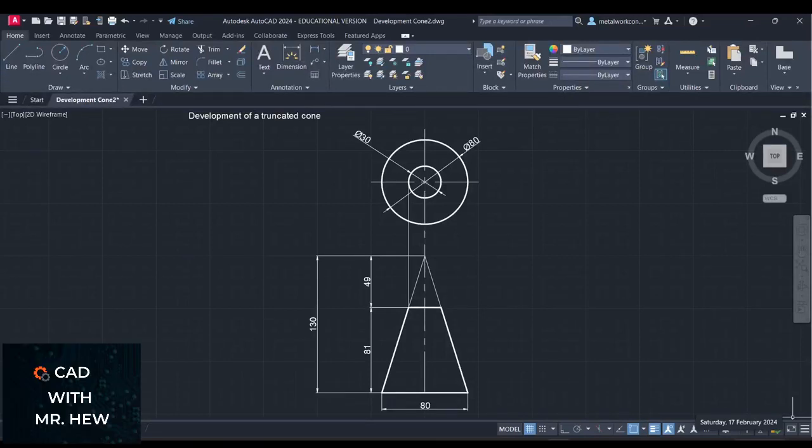In today's video, we will be looking at how we draw the development for a truncated cone. In the previous video, we looked at the development for a cone. Today we'll be looking at a cut cone, which is called a truncated cone. What would the development look like? Perhaps you could visit that video after you have finished watching this one, so you can understand the fundamentals of where the truncated cone is coming from.